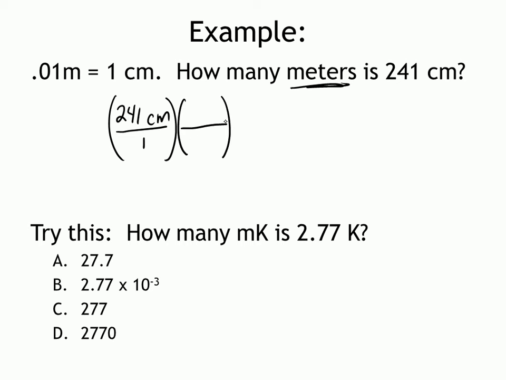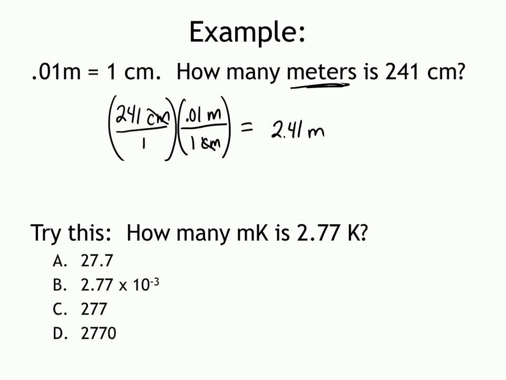So we'll multiply by a ratio of the two equal things, because two equal things over each other is the same as multiplying by 1. So we're going to put 0.01 meters on the top and 1 centimeter on the bottom. Again, the reason is so that we can then cancel the centimeter units and get rid of them, and our answer will be in what's left, which is the meters. Then we can use our calculator to multiply 241 times 0.01, and we will get 2.41, and the unit that's left over is the meter.